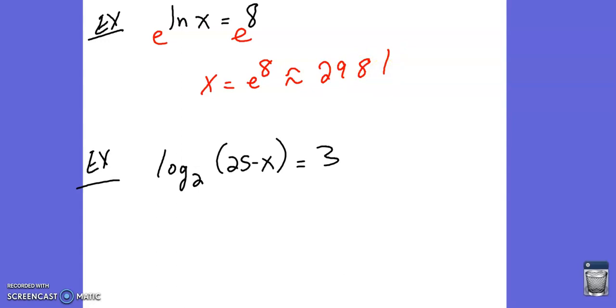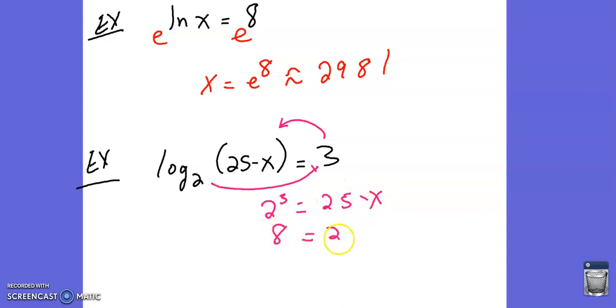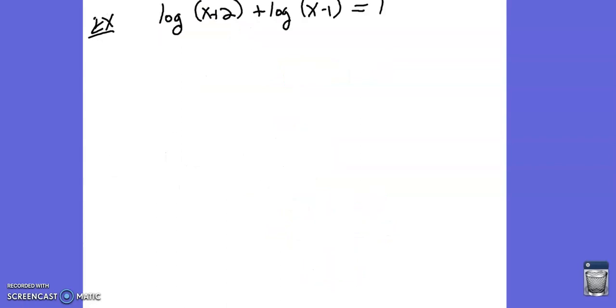All right, so this one right here, if you notice what we're going to do here, we're going to write it in exponential form, so 2 to the 3rd power equals 25 minus x, and of course 2 to the 3rd is 8, so 8 is 25 minus x, and then you're going to solve for x and get 17 as your answer. So let's look at our last problem.